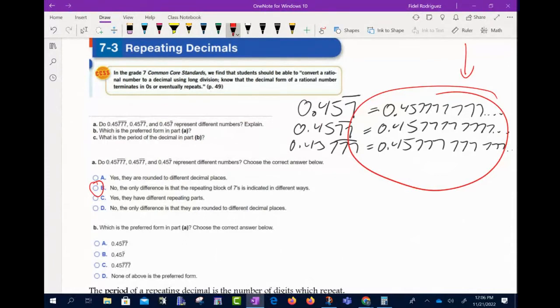So then the second question says, which is the preferred form? Which is the one that we want to write, if they all really mean the same thing? Y'all, the way we really want to write this is just with the 7 being repeated. Since the 7 repeats, it's really redundant to put 77 repeating, because what's repeating? The number 7 or 777, right? So it really is just write a single 7 with the bar over it.